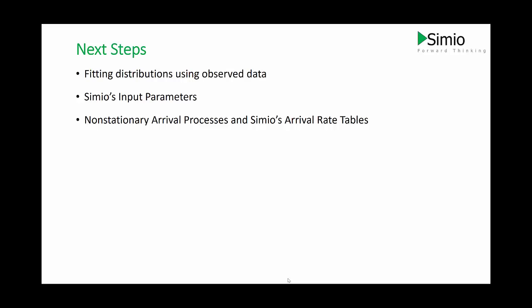The next steps are to look at fitting distributions using observed data, where we'll assume that we have some observations of, for example, inter-arrival times and service times, and we fit the distribution. Then we'll look at using Simio's input parameter properties, and finally we will finish this module talking about one slight deviation from the IID assumption called a non-stationary arrival process.